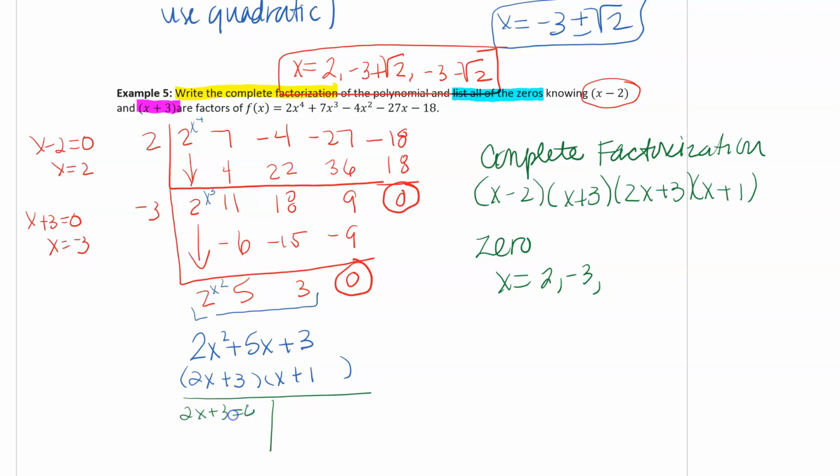2x plus 3 equal to 0. That gives me 2x equal to negative 3. So x is negative 3 halves. And then x plus 1 equal to 0. So x is equal to negative 1.